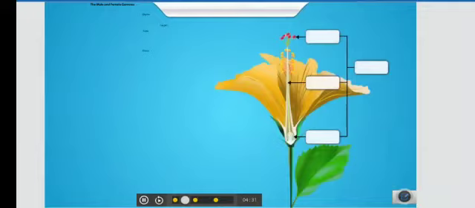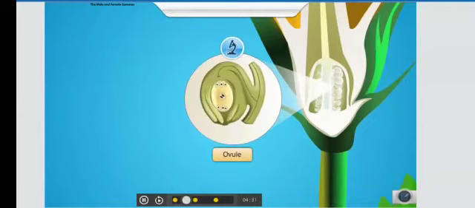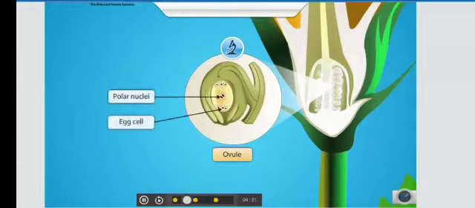The ovary of a flower produces ovules that contain the egg cell or the female gamete. Out of the 8 nuclei in an ovule, the polar nuclei and the egg cell participate in the reproduction process.